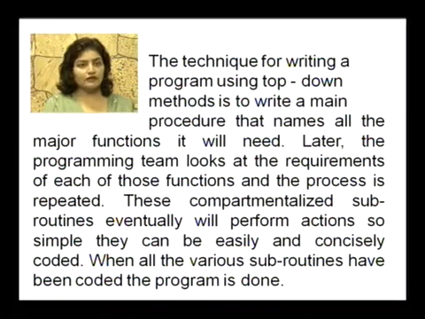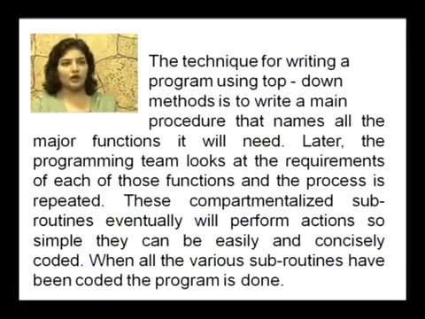Now, the technique for writing a program using top-down method is to write the main procedure that names all the functions that it will require. Later, the programming team looks at the requirements of each of these functions and the process is repeated, which means the main program is further divided into functions according to the needs. These compartmentalized subroutines will perform actions so simple they can be easily and concisely coded. When all the subroutines have been coded, the program is done.